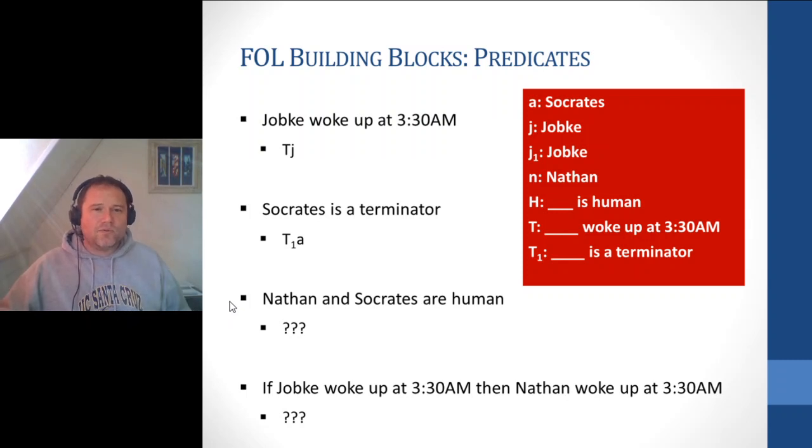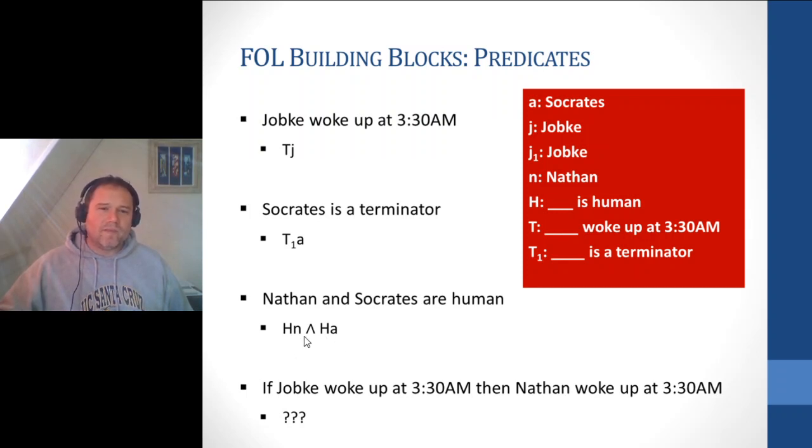Nathan and Socrates are human, right? Well, note what we can do is paraphrase this to Nathan is human and Socrates is human. We have our predicate for is human. We have names for Nathan and Socrates, and we know how to express and from TFL. So we're going to have capital H, lowercase n, conjunction, capital H, lowercase a. Nathan is human and Socrates is human. Cool.